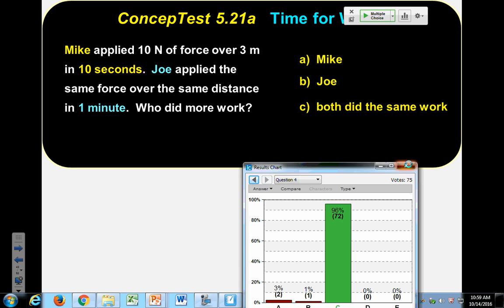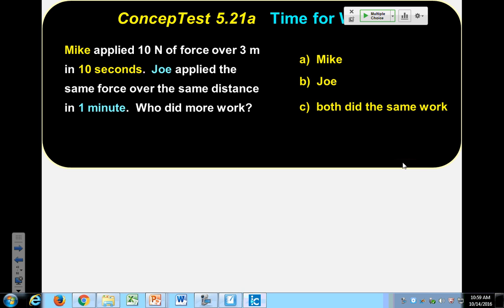Awesome, C is right. It doesn't matter about the time because we're only talking about work. If they apply the same force over the same distance, they do the same amount of work.